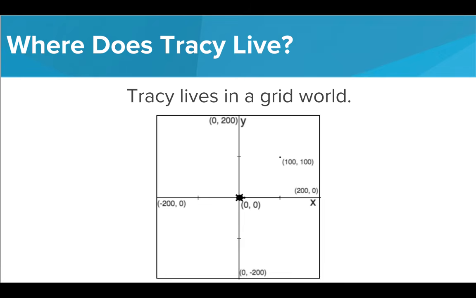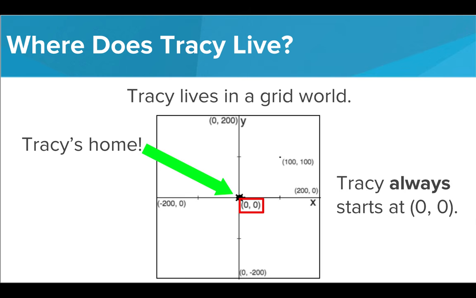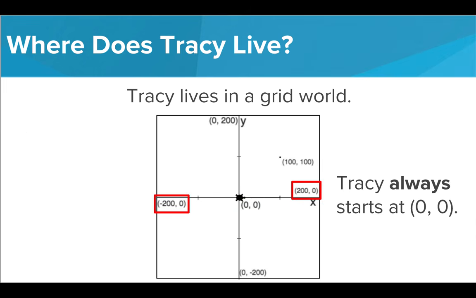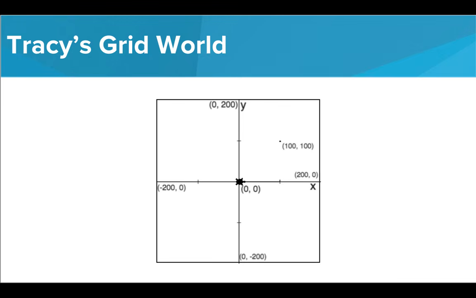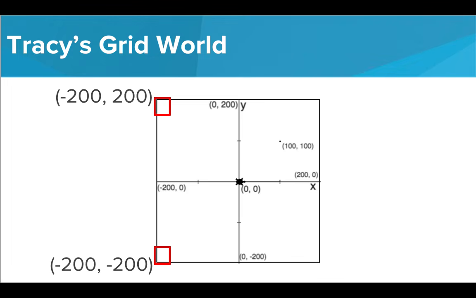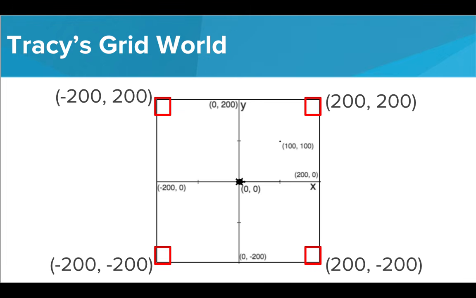Tracy always starts at her home, which is at the very center of our canvas at coordinate point 0, 0. The x-axis of Tracy's world goes from -200 to +200, and so does the y-axis. This means that the top left corner has the coordinate -200, 200, the bottom left corner has the coordinate -200, -200, the top right corner has the coordinate 200, 200, and the bottom right corner has the coordinate 200, -200.